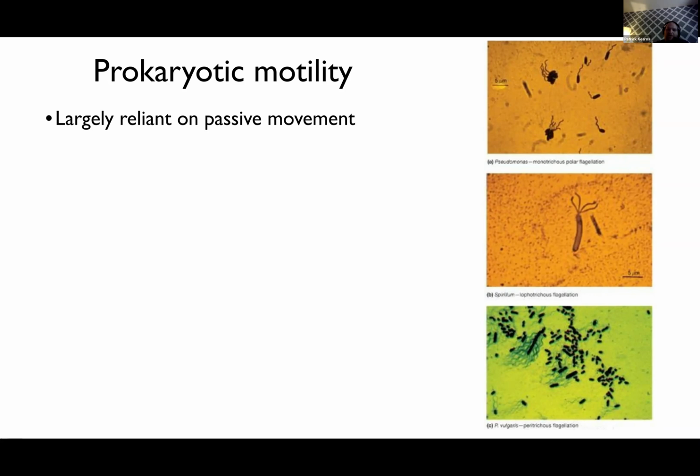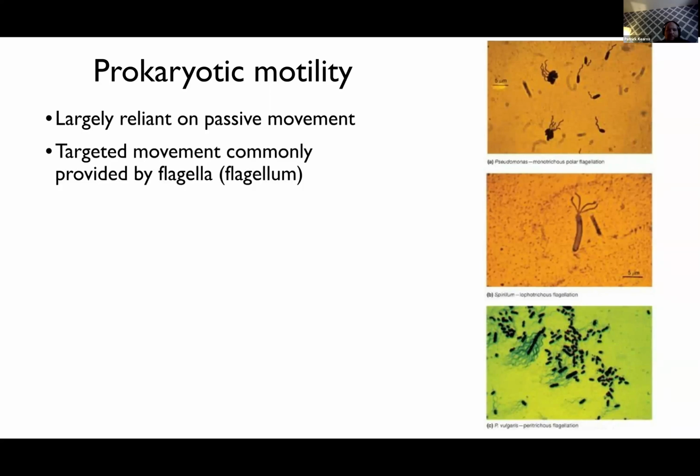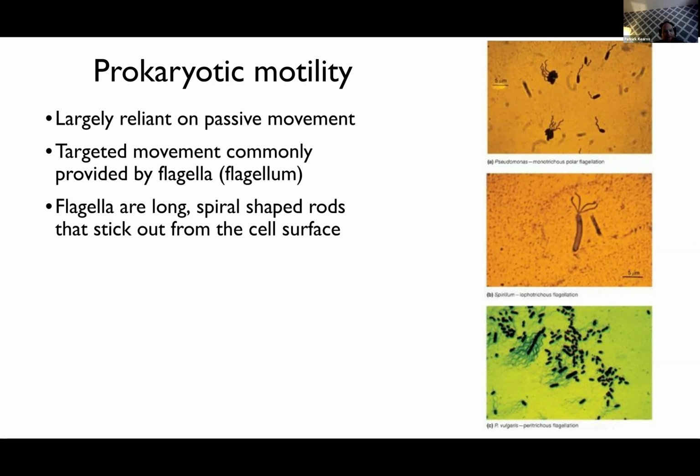But just to know, their passive movement is not just like currents and poop and stuff like that. It is actual Brownian motion. So just as a note. But bacteria do have the capacity to have targeted movement. And this is commonly done by a flagella, or a flagellum, depending how you want to say it. And flagella are long spiral-shaped rods that stick up from a cell surface.